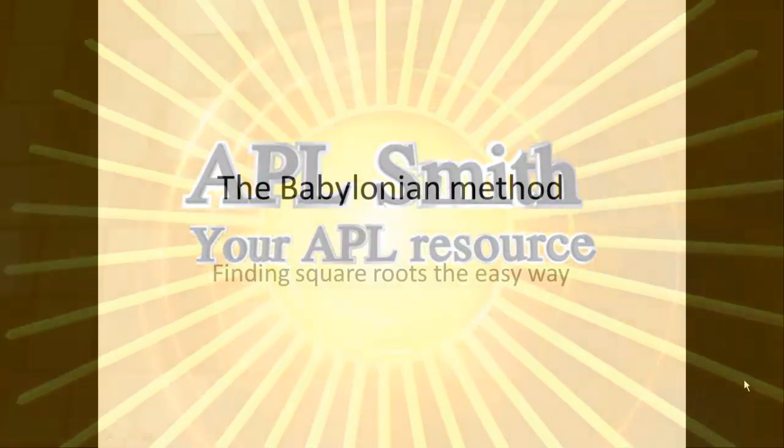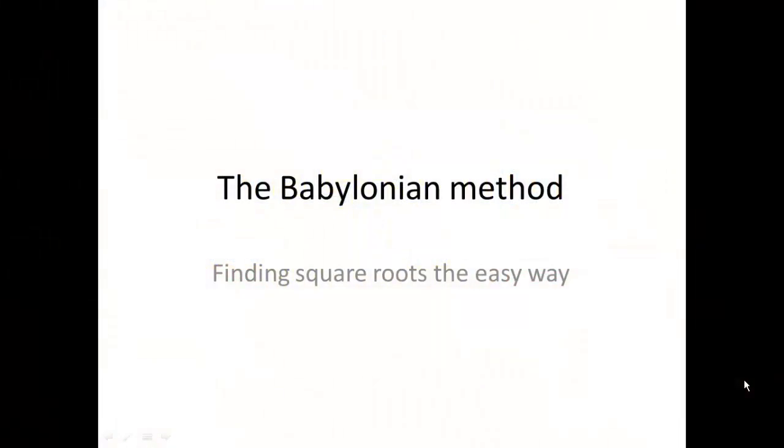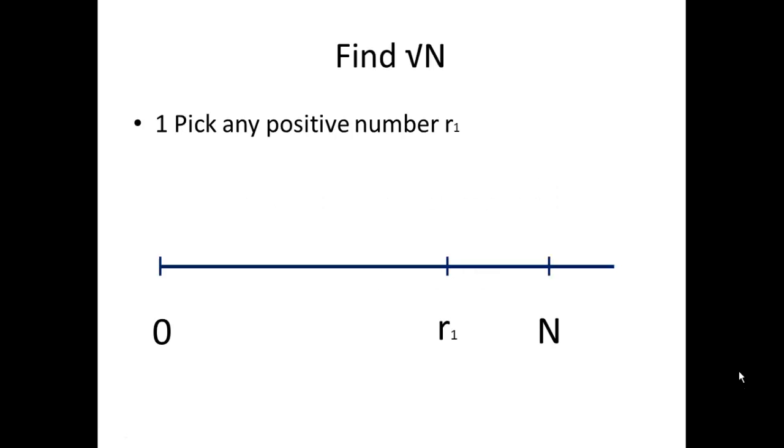The Babylonian method. This is a method to find square roots quickly. We're going to explain to you how it works and then apply it using APL. If you're interested in the working details, you can look it up on the internet. For the moment, we will just apply the method verbatim.